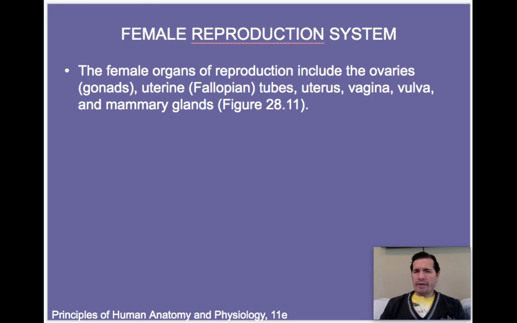The female, on the other hand, like the male, you have the gonads, which produce the gametes. It also produces the hormones. You have the tubes, which in this case will be the fallopian tube, which is also known as the uterine tube, which goes by one more name, oviducts. Okay, so those are the three names. You should know those three names.